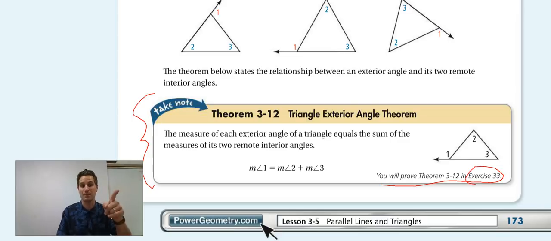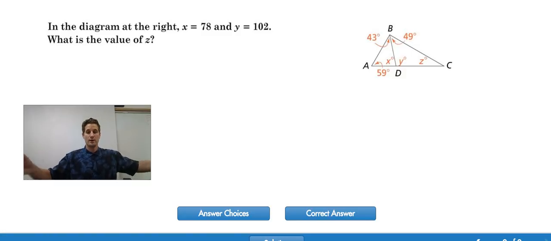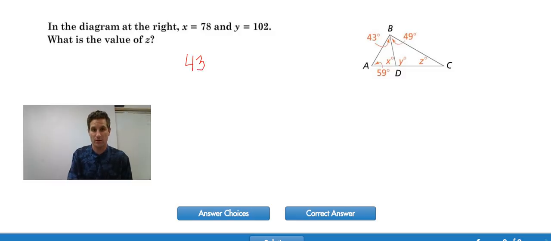Okay, let's get to some examples. We have 2 triangles here. In the diagram to the right, x equals 78, y equals 102. What is the value of z? Well, first of all, I could actually find x and y without your help. Because I know a couple things. First of all, if this is 43 and 59, I could write an equation that says 43 plus 59 plus x, that's a triangle. So it should equal what?